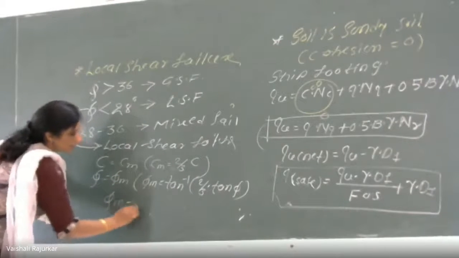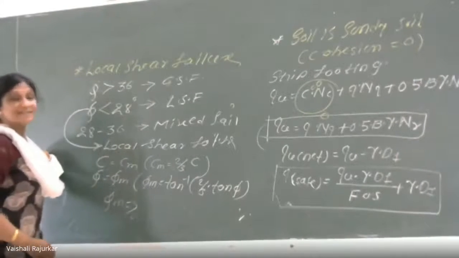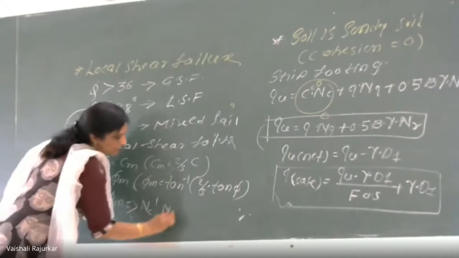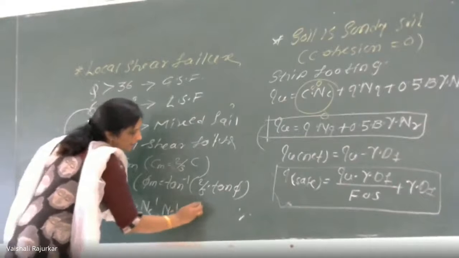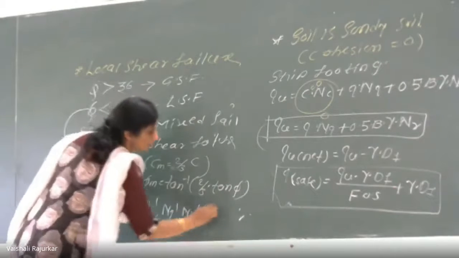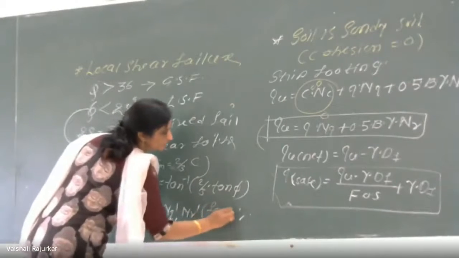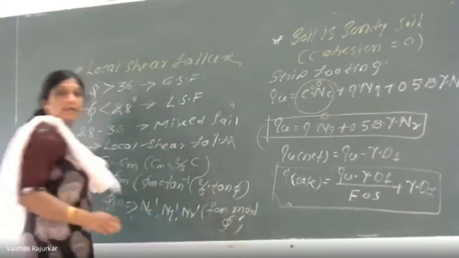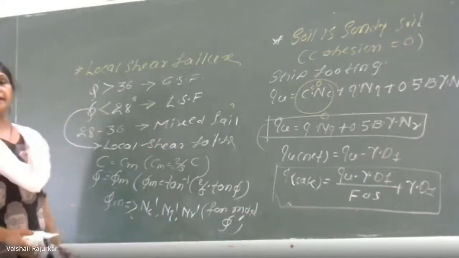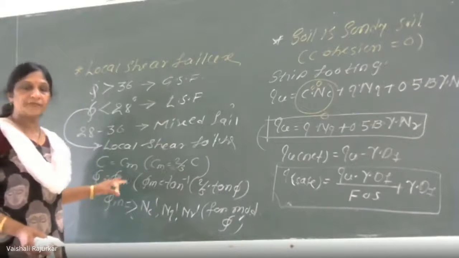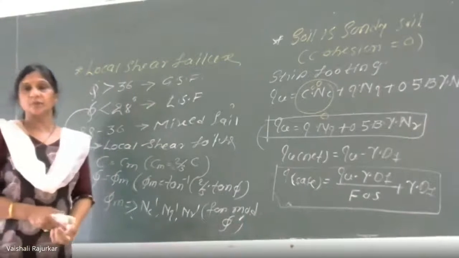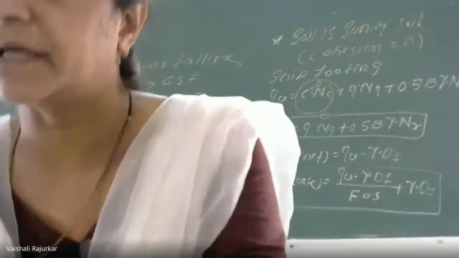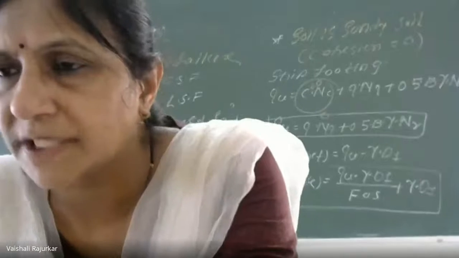Once you get the value of phi m, then the corresponding values of NC dash, NQ dash, and N gamma dash are taken for the modified phi. Right? So these are the cases which we take into consideration and for which we then consider the equation. So is it clear to all? Just tell me whether it is clear to all. Can we proceed for the numericals?